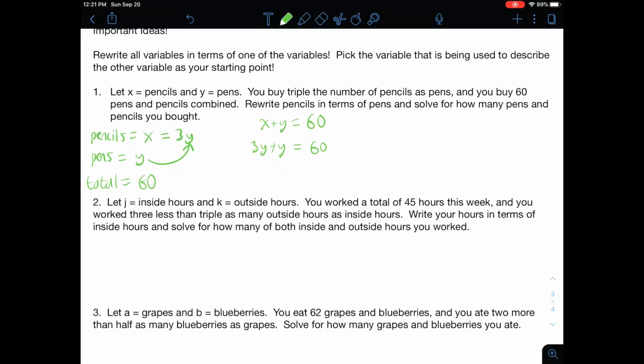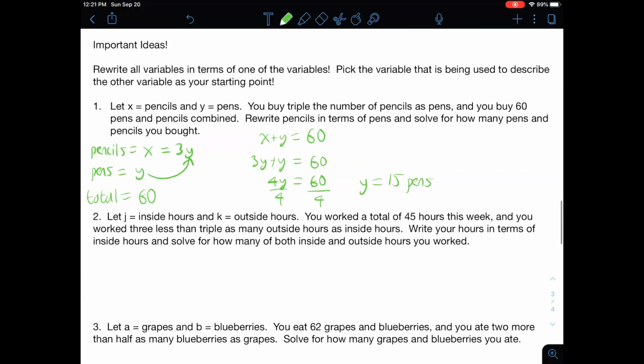Now how do we solve that? What is 3y plus y going to be? That's going to be 4y equals 60. Divide by 4. So y is going to equal 60 divided by 4, which is 15. Now that's pens. Then how do we find x? Well, x equals 3y, right? So 3 times 15, which equals 45 pencils. So we got 45 pencils and 15 pens.